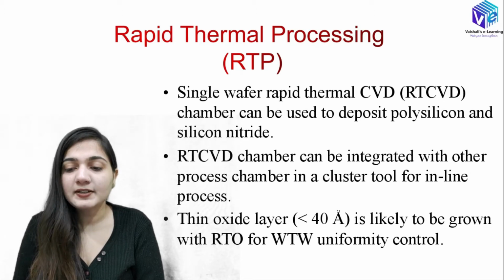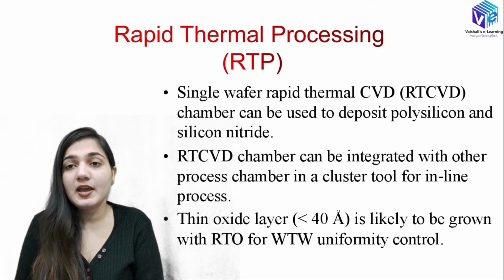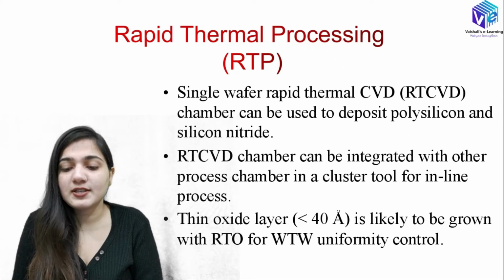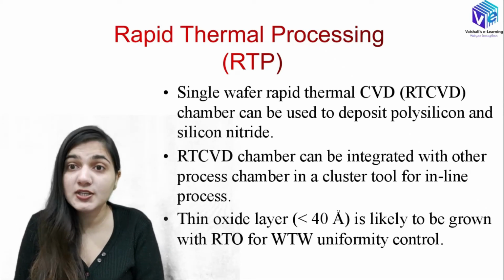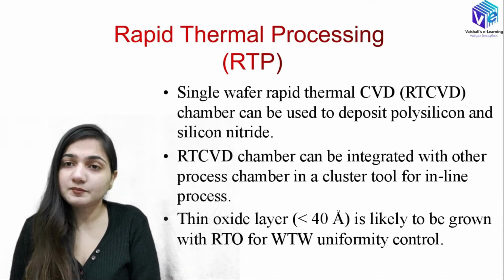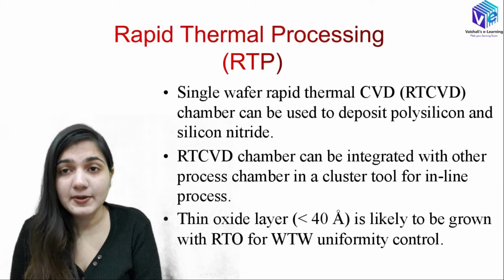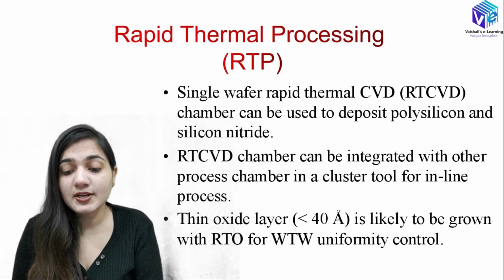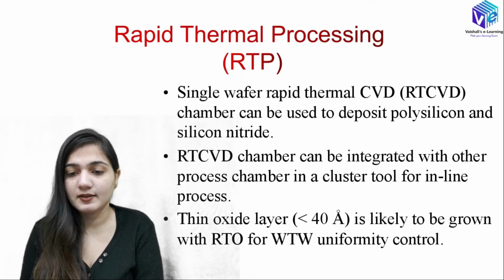We can use rapid thermal processing for thin oxide layer deposition also. If I want a thin oxide layer lesser than 40 angstrom, I want very high wafer to wafer uniformity, and for that the rapid thermal oxidation process is very beneficial. So as of now you must have understood we can have various types of rapid thermal processing, like rapid thermal annealing, rapid thermal chemical vapor deposition and rapid thermal oxidation as well.